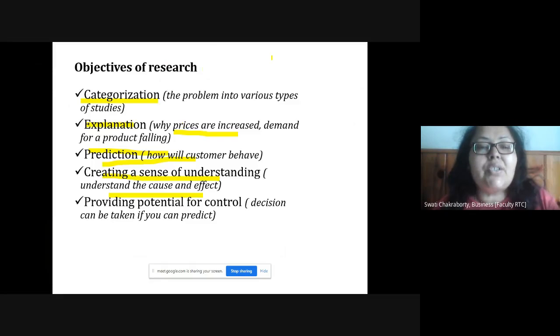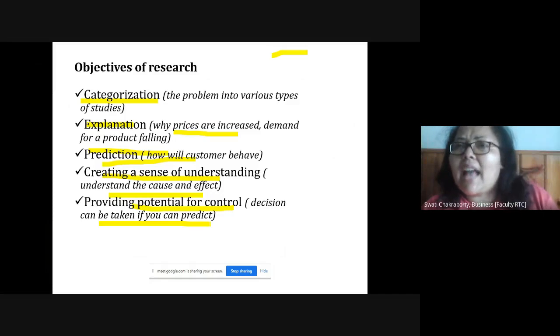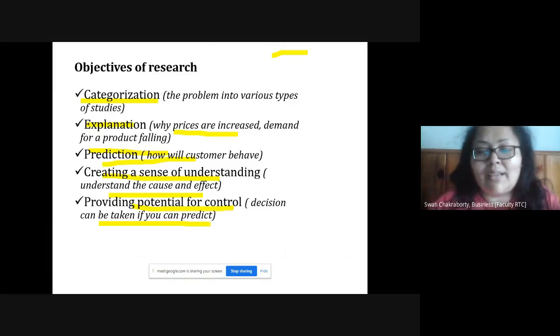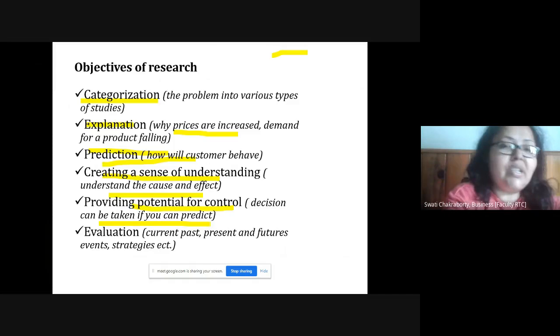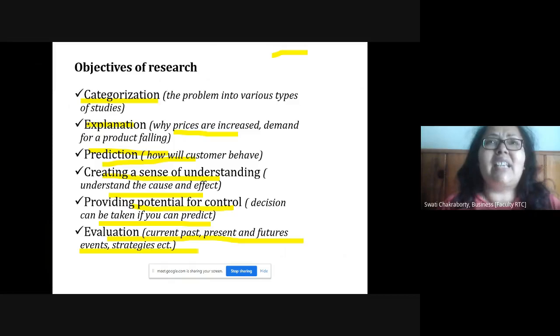Providing potential for control, where you come up with control mechanisms based on which you make a decision. And how can you decide? If you can predict the future, you can say how things are going. Evaluating certain incidents. Evaluation can be done by looking into the past, the present or future events or strategies, and then evaluating and saying what you think about it, what it says.